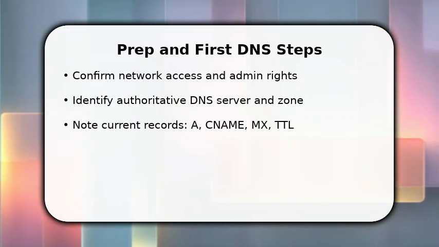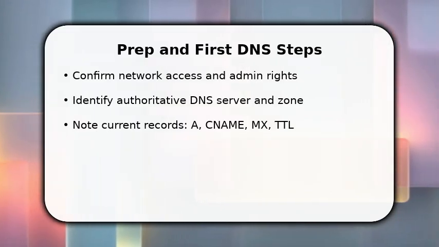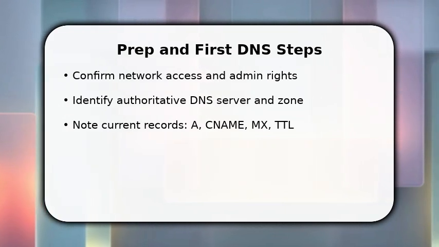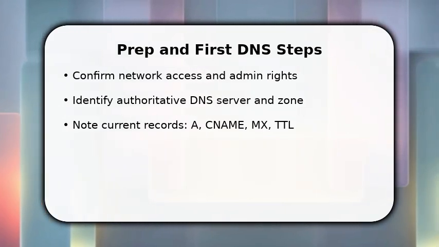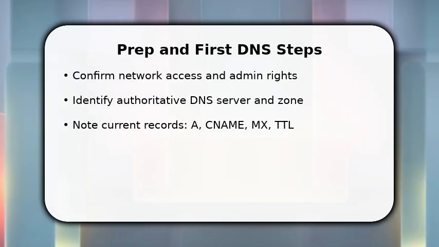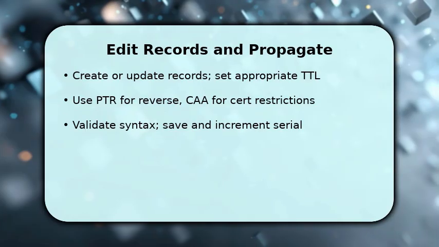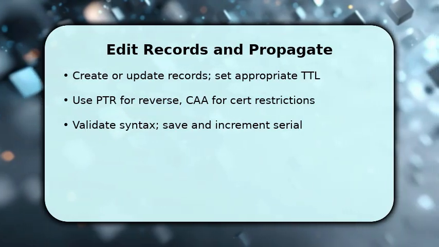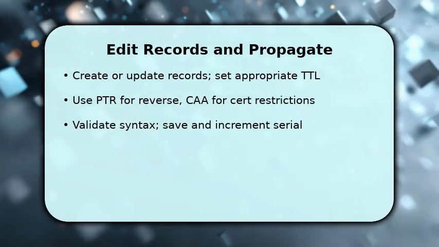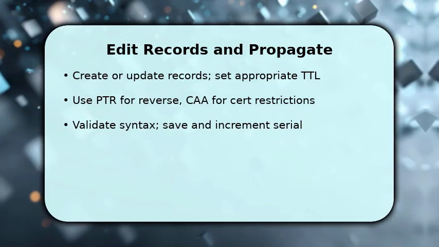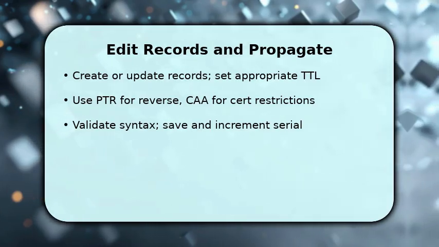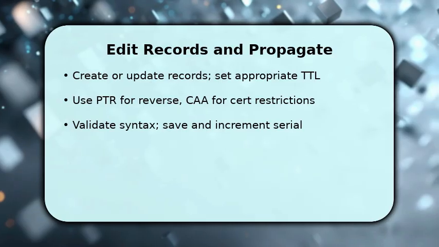Now open your DNS management interface, or SSH, to the server and be ready to create or edit entries immediately. You edit records carefully. Add or update a CNAME or MX and set TTL low for testing, then raise later for stability. Once done, include reverse PTR records for IPs and CAA records if you manage certificates. These control validation and reduce errors.